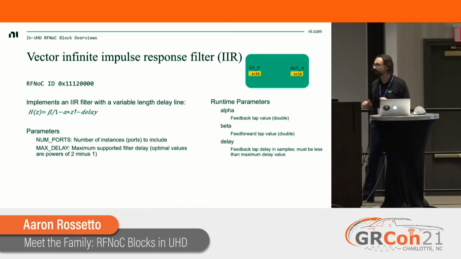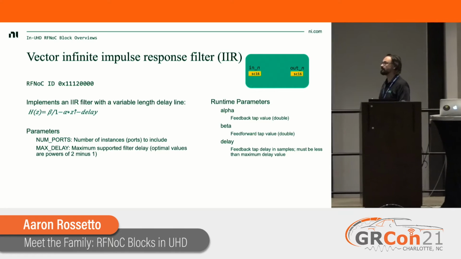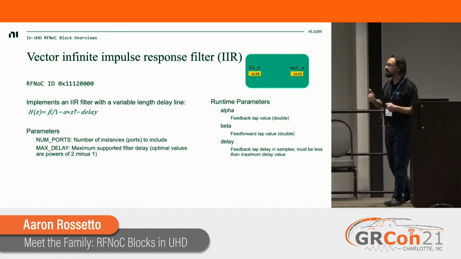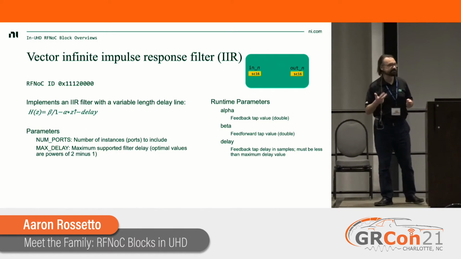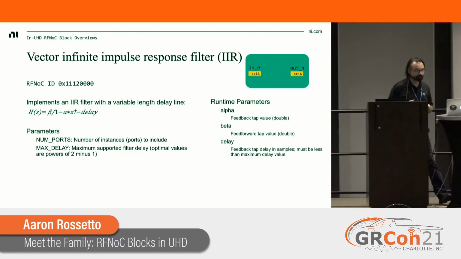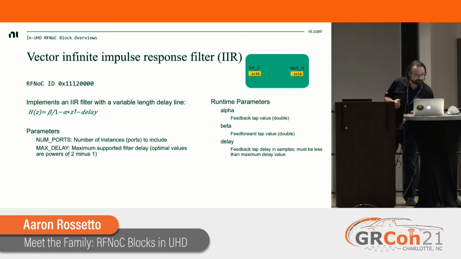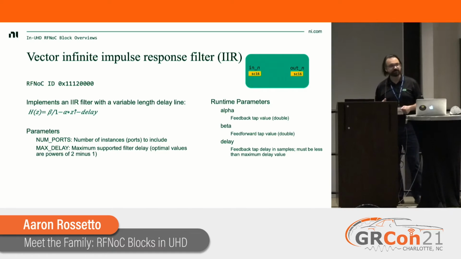All right, we also have an IIR filter that implements a variable length delay line with runtime configurable alpha, beta, and delay parameters. Pretty straightforward, and a pretty poorly rendered function.